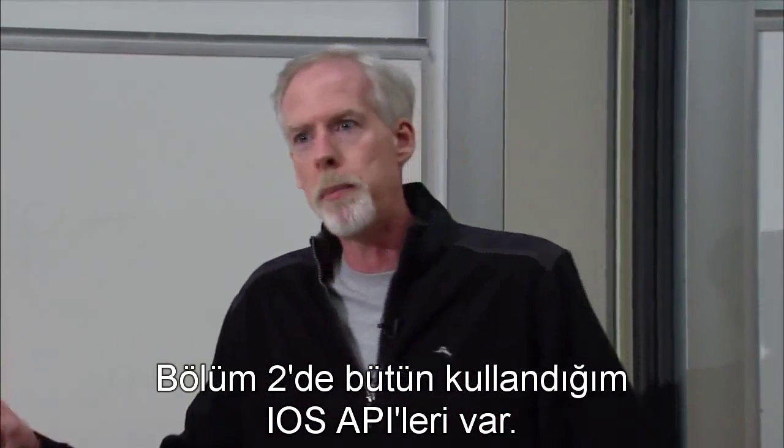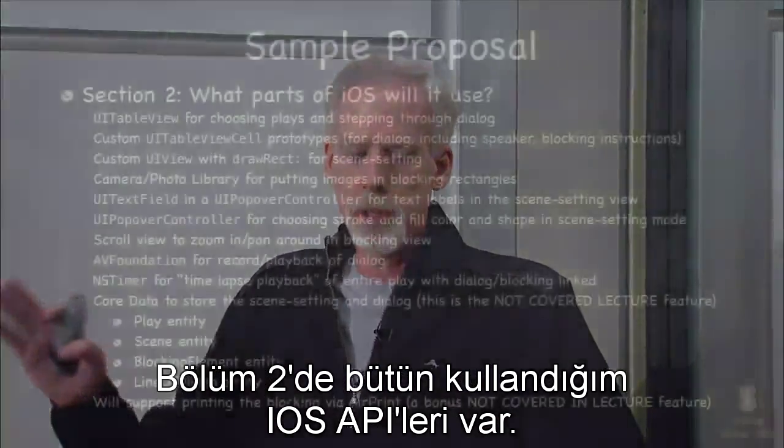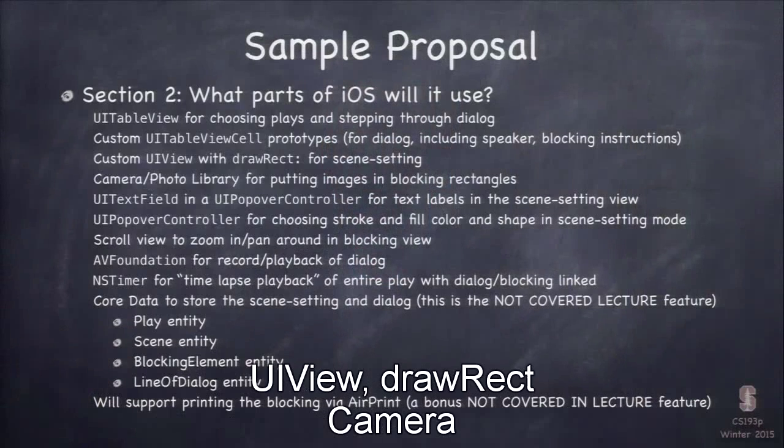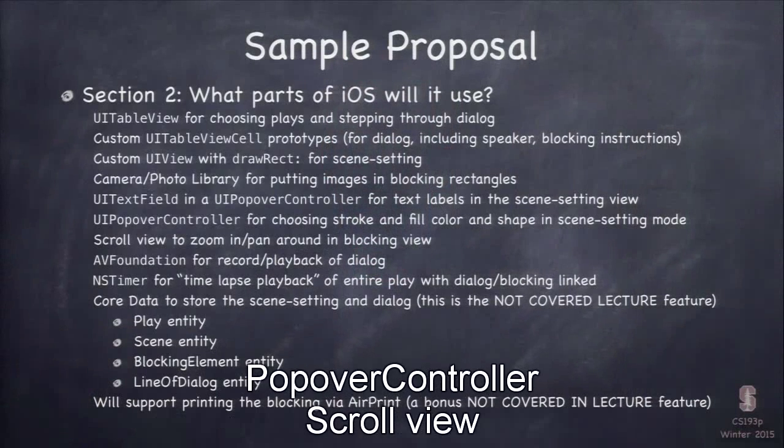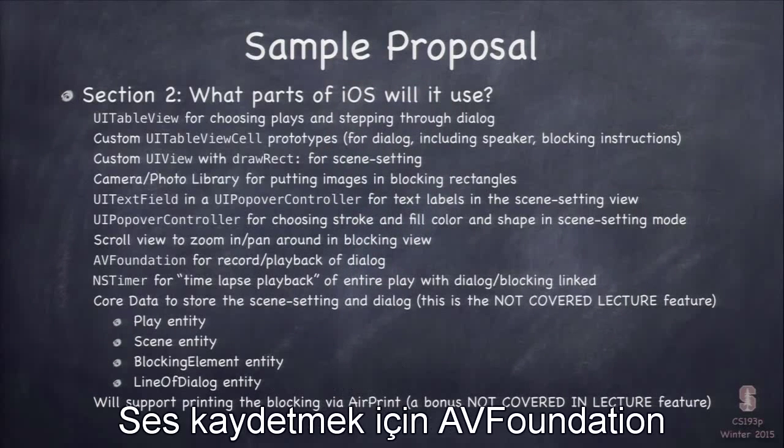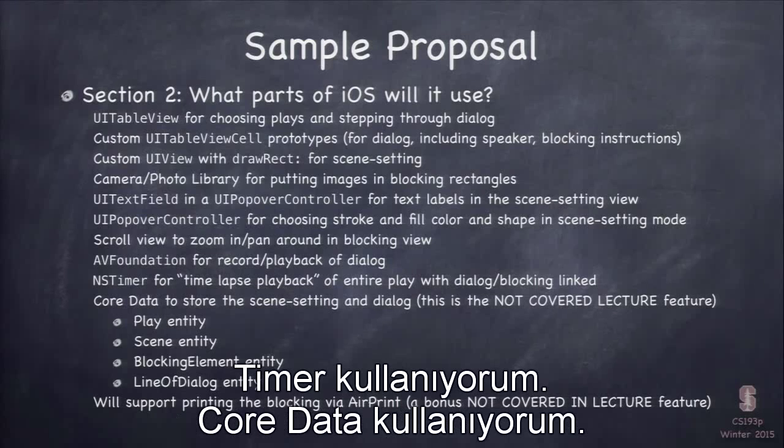Here's all the iOS API I'm going to use to implement that. I'm using table views, a custom table view cell, a UI view with draw rect, the camera, popovers. I'm using scroll view to zoom in and around on the blocking view. I'm using AV Foundation to do the recording of the sound. I'm using timers.